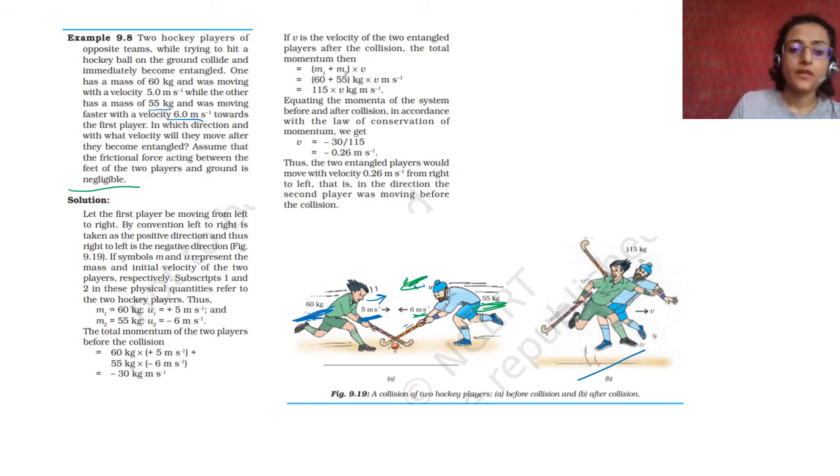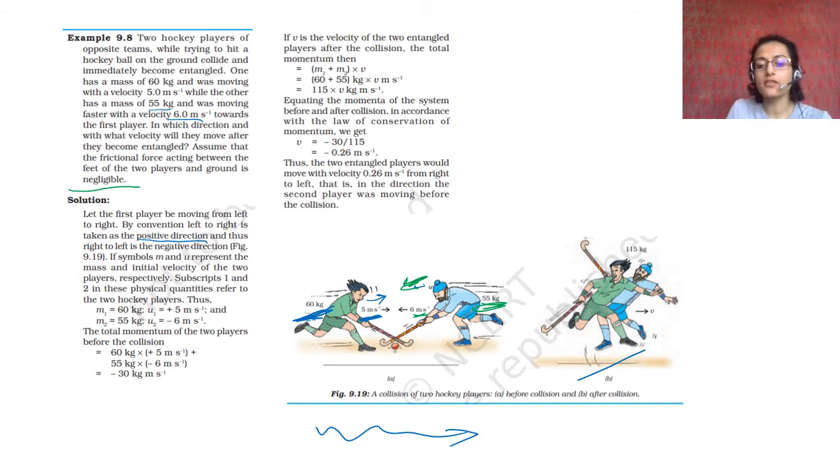ठीक है. So let the first person be moving from left to right. By convention, left to right is taken as the positive direction. The direction in which you write, in which English and Hindi are written, is generally considered the positive direction. And this direction will be negative. Okay. If symbols m and u represent the mass and initial velocity, you can simply calculate the initial momentum of both.